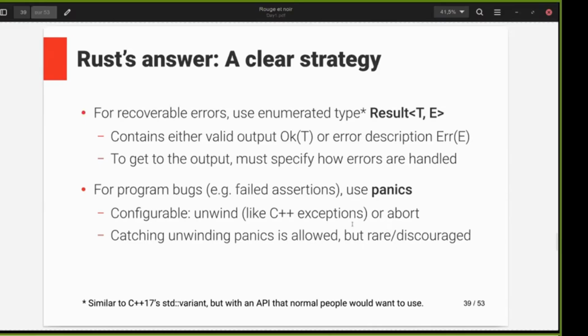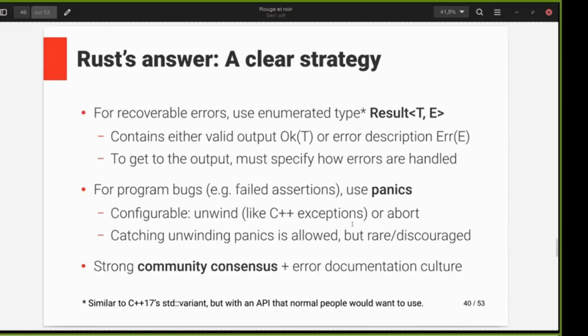When we use unwinding panics in Rust, there is an option in the standard library to catch these unwinding panics and resume program execution. However, unlike in C++, this is considered an edge case. It's rare and it's highly discouraged. And the good thing compared to the C++ situation is that there is a strong community consensus around this strategy for error handling. And there is also a strong culture in the Rust community of documenting the error cases of functions. So it happens much less often that we get an error in a situation where we did not expect one.